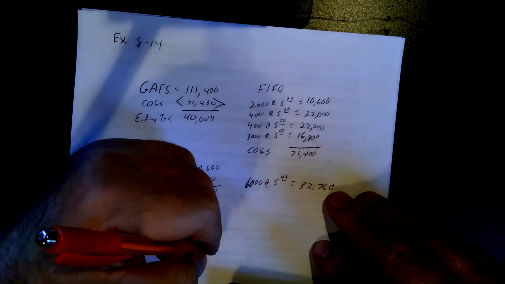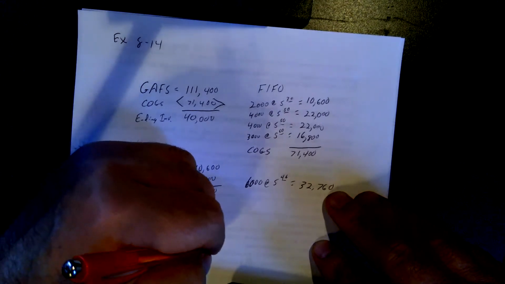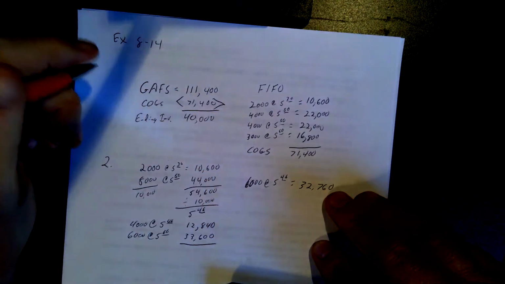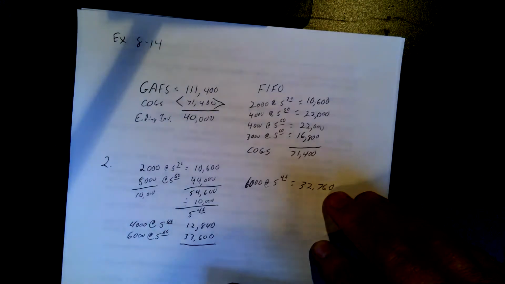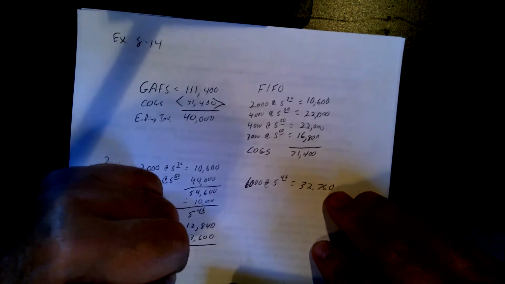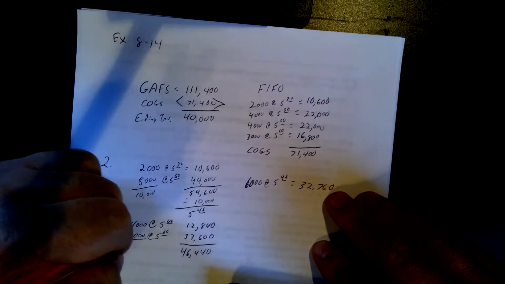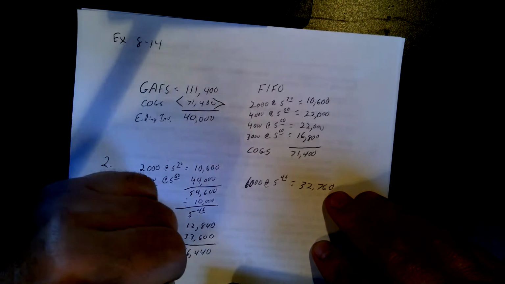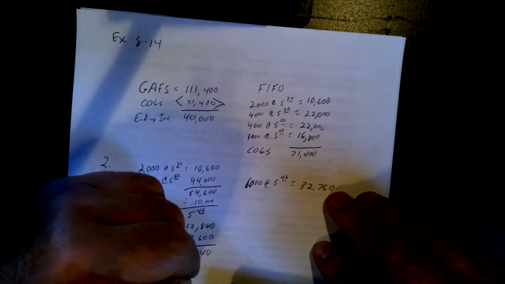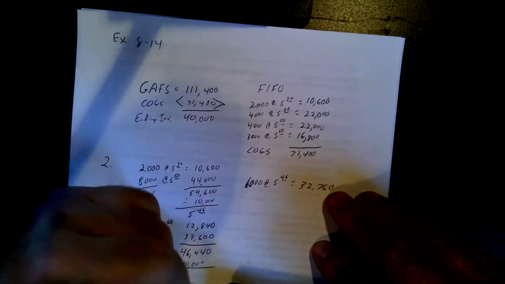33,600. Now our next thing is a sale, so we need the average price there. So our inventory before the sale was 46,440. We divide that again, we've got 10,000 units. It's not always going to be 10,000 units, but in this case it is.